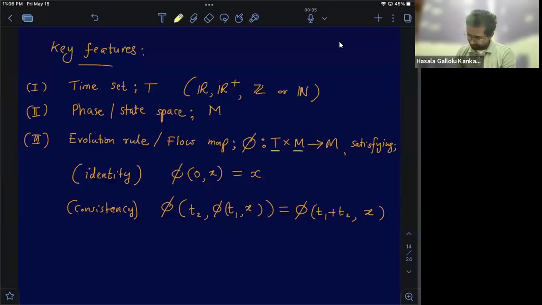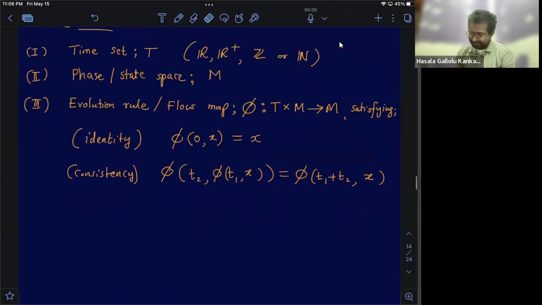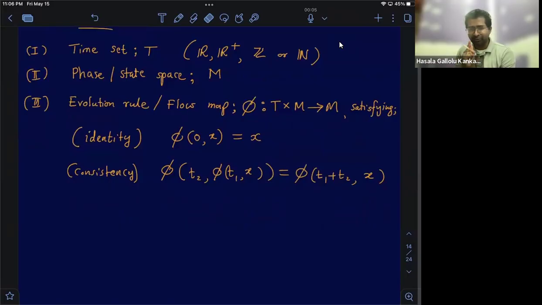And then the identity. This is the same thing as saying G0 X is X. It's just the same thing. We are not calling it G anymore, right? And then the second property, the consistency, go ahead and check what we wrote there. It is about a composition.